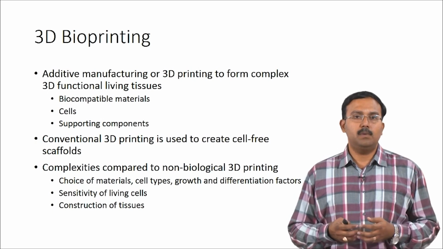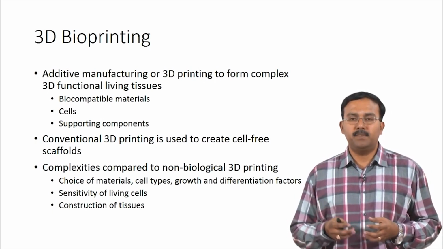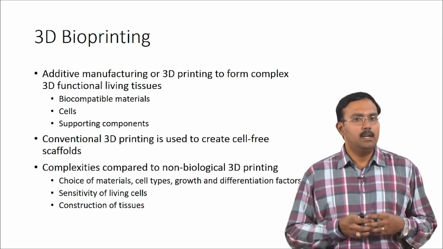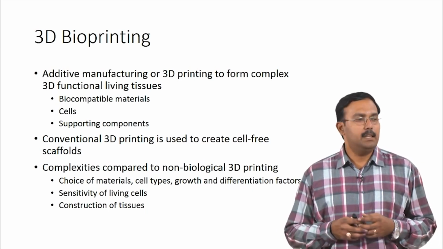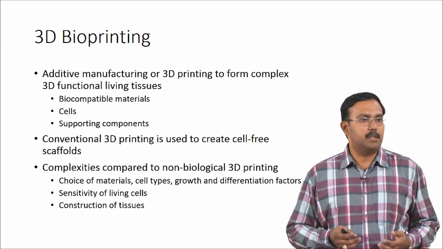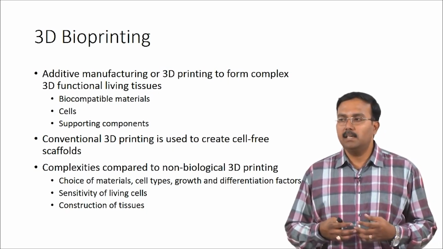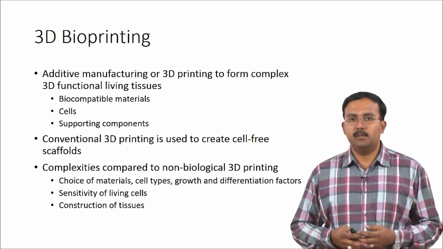This is an additive manufacturing or 3D printing technique to form complex functional living tissues. This would include a biocompatible material which is used along with the cells, and you might even add supporting components. For example, growth factors could be blended along with the material and the cells, and you could print it along with that. People have tried to do that.